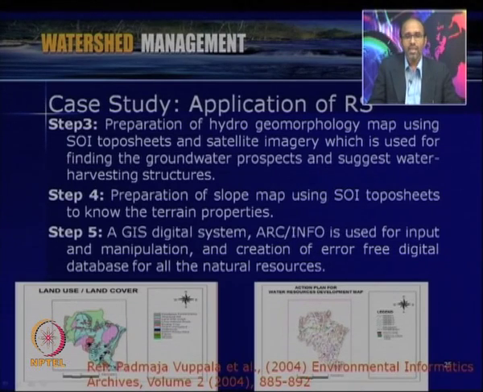My aim in presenting this case study is to show the various steps involved in such studies, and how effectively remote sensing is used. That is the question I am trying to answer here. In step number 3, the hydrogeomorphological maps and land use land cover maps are generated. Then step number 4, preparation of slope map using Survey of India topo sheets and the remote sensing data. Then step number 5, a GIS system in ArcInfo is used for input, manipulation and creation of an error free digital database for all natural resources within the area. That is step number 5 as reported by the others.